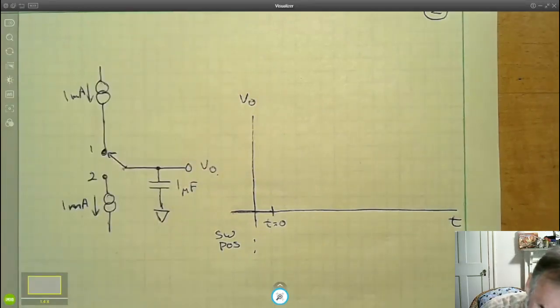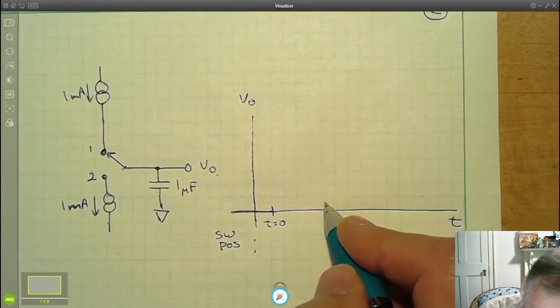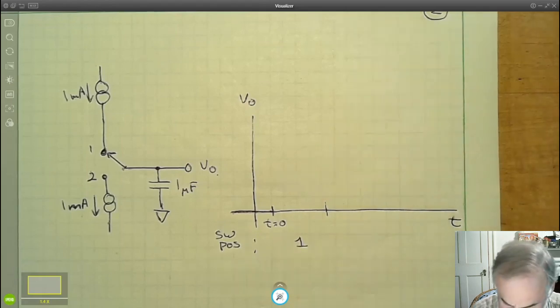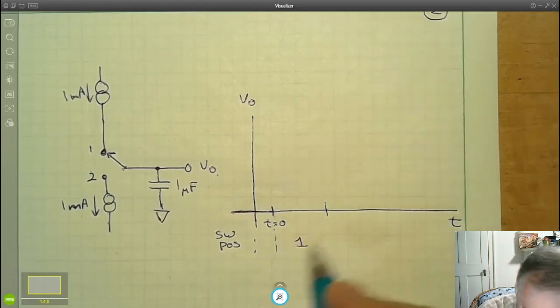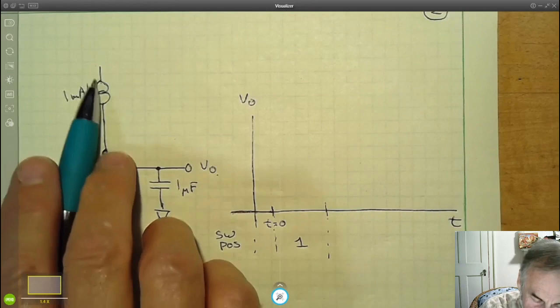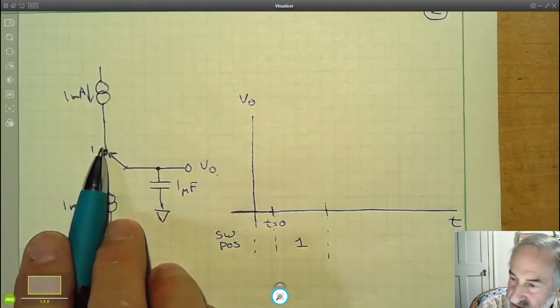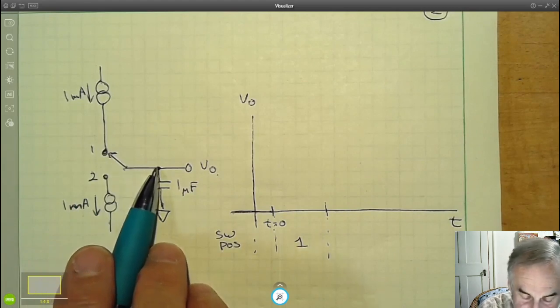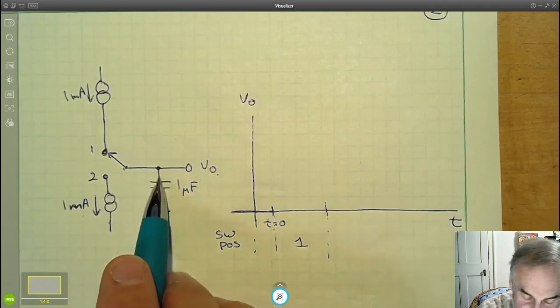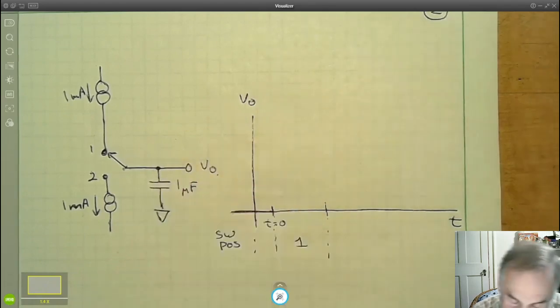I'm going to specify an initial condition here. And I'm going to move the switch to position 1 at time t equals 0. So in this period, I'm in position 1. I have 1 milliamp flowing. Where does that current go? Well, we know by KCL that that current has to go somewhere when it hits a node. This is a node. It can't go this way, it has to go this way. So it's going to flow into this capacitor.